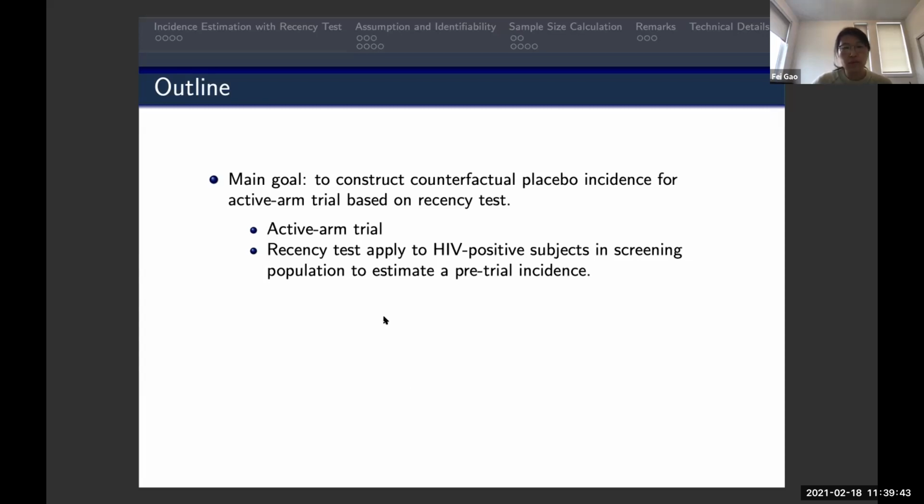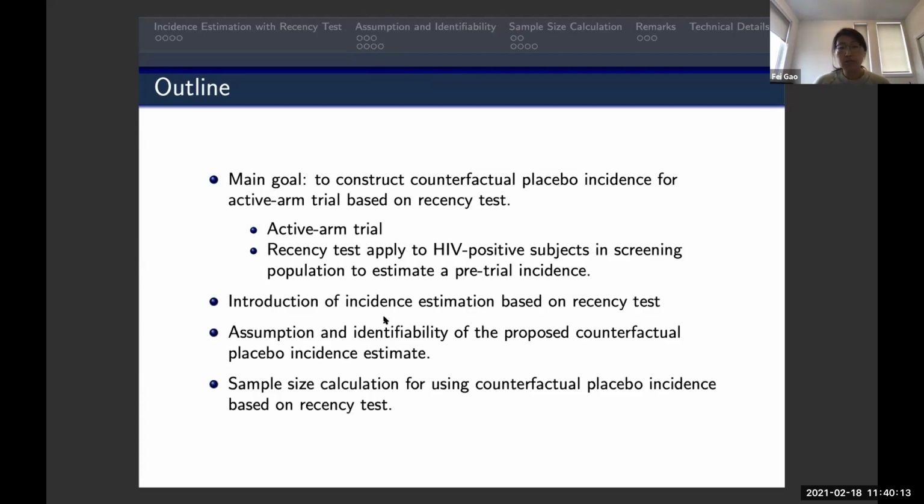To come up with a counterfactual placebo incidence, our proposal is to apply this HIV recency test to all those HIV positive subjects we observe in the screening population. In that case, based on a number of estimators I will introduce later, we will be able to estimate a pretrial incidence. And our proposal is to use this pretrial incidence as a counterfactual placebo incidence for the trial population.